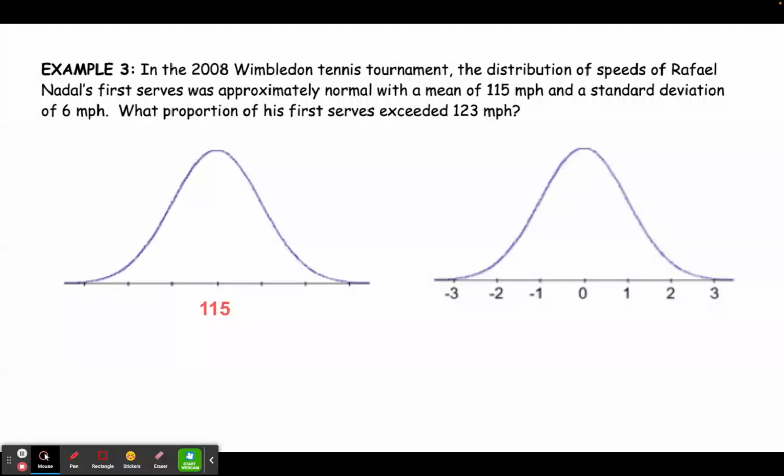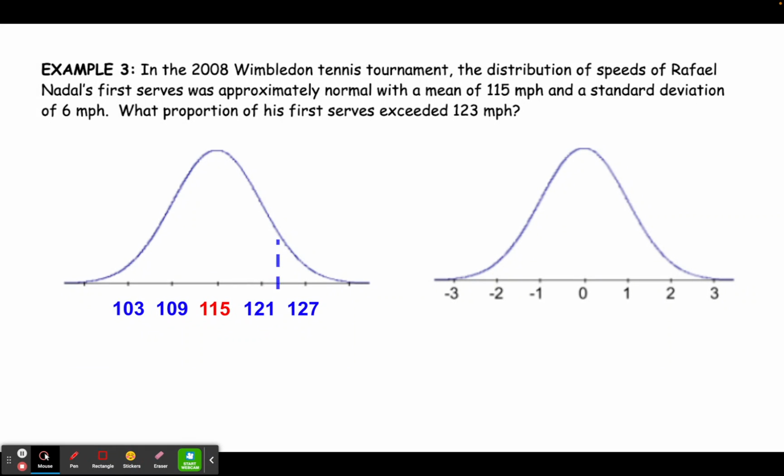So the mean is 115. Remember, that goes right in the middle. And the standard deviation is 6 miles per hour, so we're going to count by sixes on the vertical scale. I just went down 2 standard deviations in each direction. That's enough for me to solve this problem, and it will give me a good enough idea of what my picture is going to look like. So we've got our curve labeled and the standard normal curve is there as well.